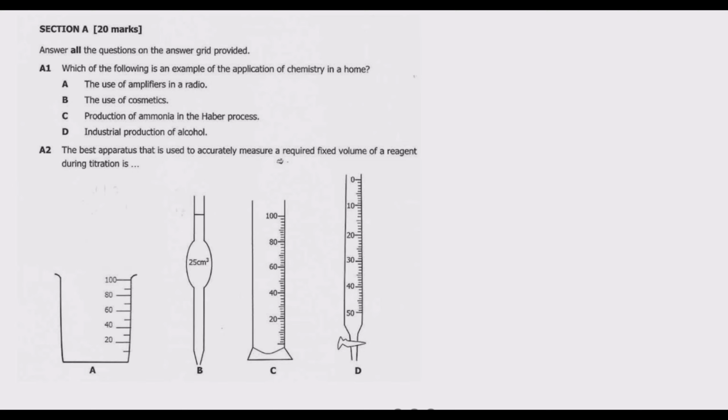Then C, production of ammonia in the Haber process. This is at the industrial level. Then D, industrial production of alcohol. All these are industrial level. So D and C are not correct. So B is the correct answer.